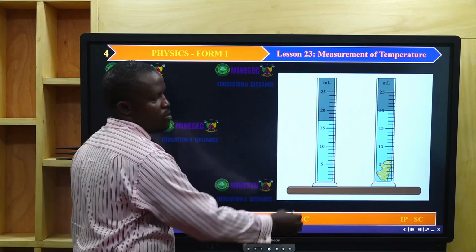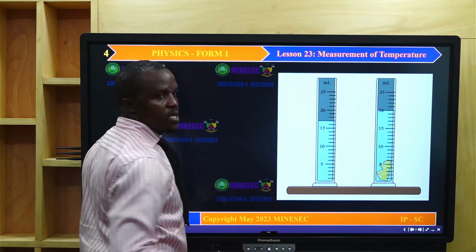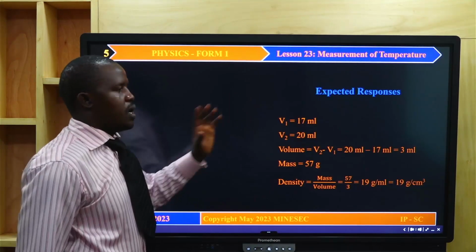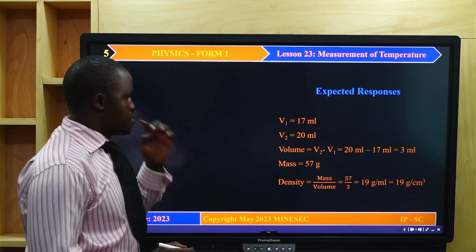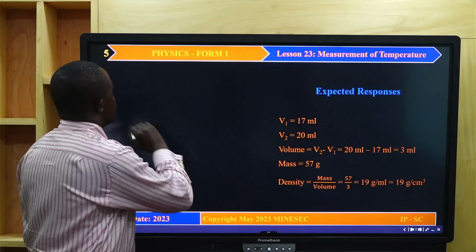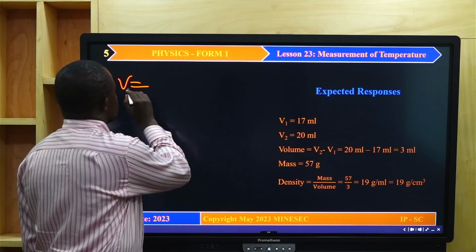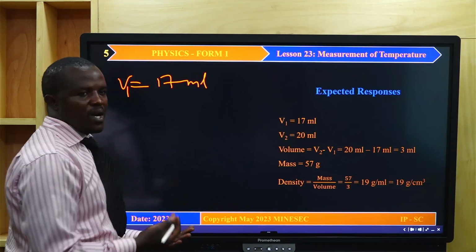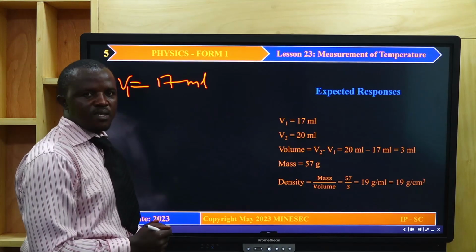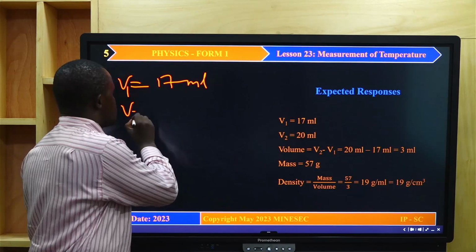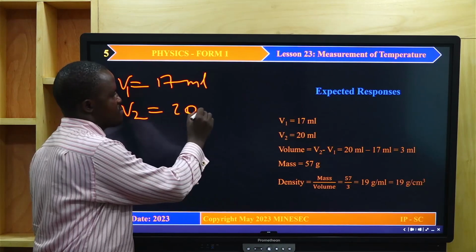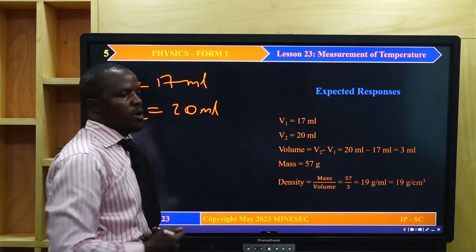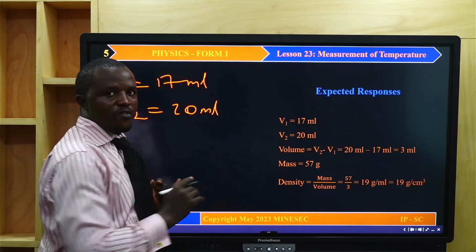So we have had the mass, here the volume of the liquid alone, and then the volume of the liquid plus a substance in it. So our expected response, the initial volume V1 is 17 milliliters. The final volume after the substance is immersed in it, we have a new volume V2, which is 20 milliliters. As I explained in the previous lesson, here we have the outcome. I explained here so that you can follow up.